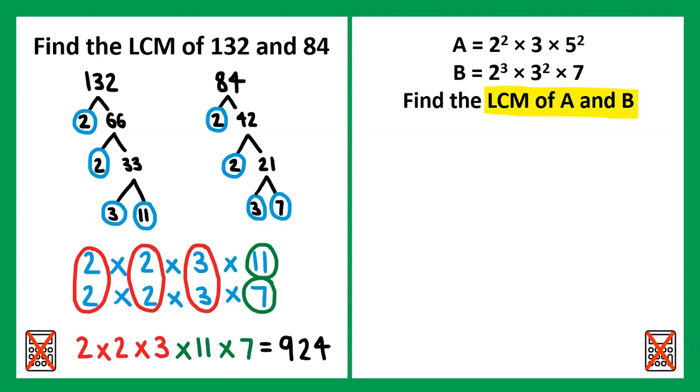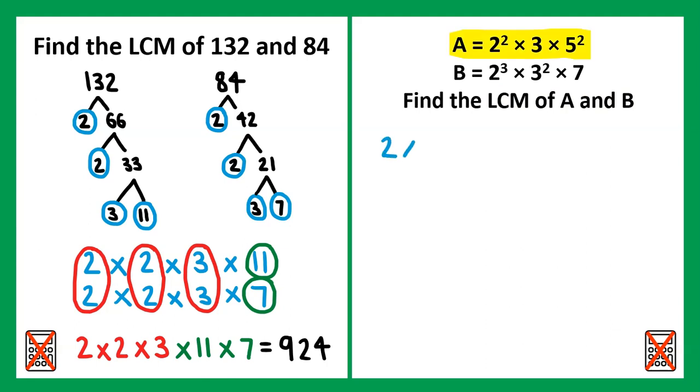For the last question, we're finding the lowest common multiple of A and B. The numbers A and B have not been provided in the same format. Instead, they have already given you simplified versions of the product of prime factors. If we use these to write unsimplified versions, then we should be able to answer it in the same way that we did the previous question.